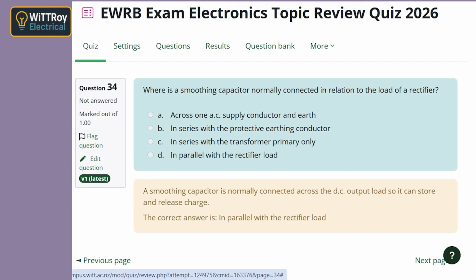Question 34. Where is a smoothing capacitor normally connected in relation to the load of a rectifier? I selected in parallel with the rectifier load. Good, no problem with that one. A smoothing capacitor is normally connected across the DC output load so it can store and release charge. I'm confident with that one because I know what happens on each half cycle.